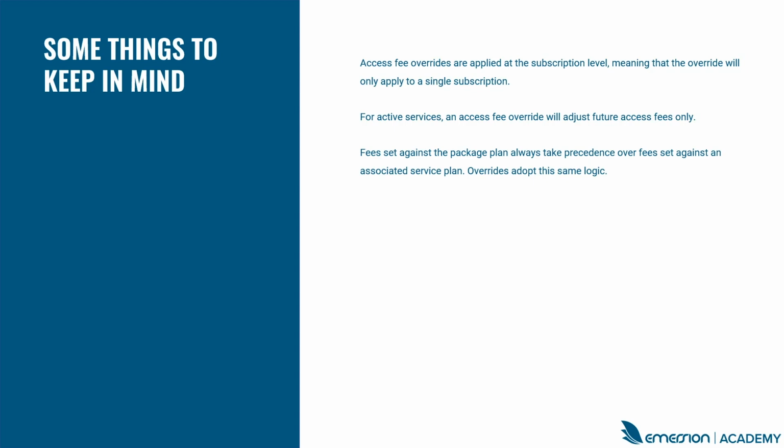Fees that are set against the package plan will always take precedence over fees that are set against the associated service plan, and overrides adopt this exact same logic. So if you have a service plan that has an override of $40 and then you have the package plan that has an override of $30, the service plan override just is not going to show up. An override will only apply if there's an existing access fee.